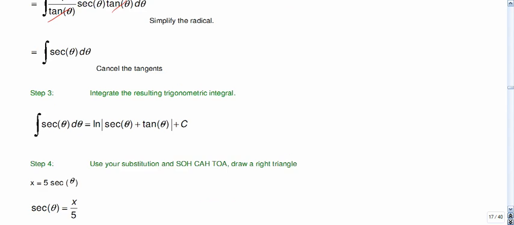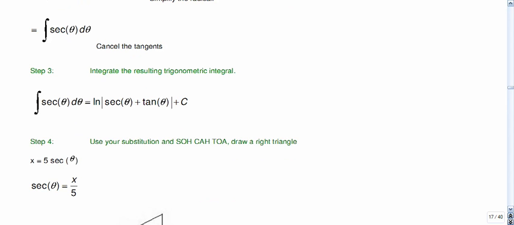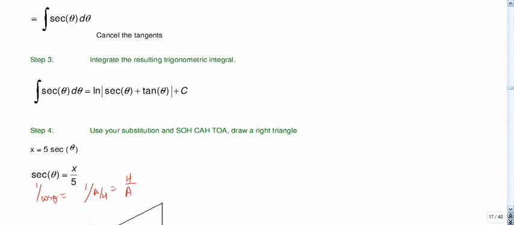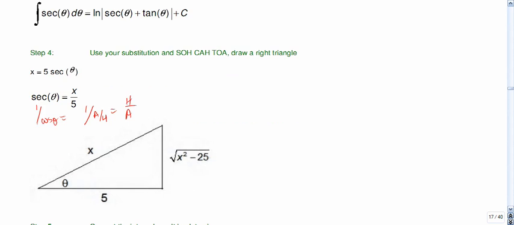And again, we draw our right triangle. Remember, our substitution was x equals 5 secant theta. So if I solve for secant theta, I get x over 5. And remember, secant, again, is 1 over cos theta. And remember from SOHCAHTOA, cosine theta is adjacent over hypotenuse. So if I invert and multiply, what I'm going to end up getting is secant theta is hypotenuse over adjacent. So there's the hypotenuse. There's the adjacent.